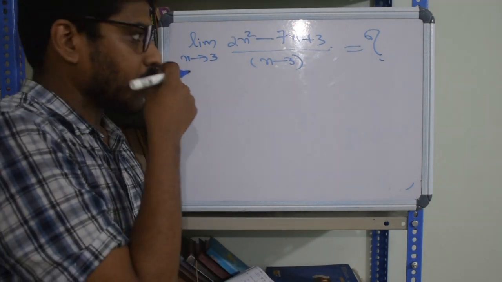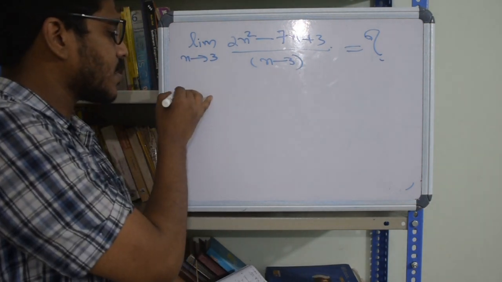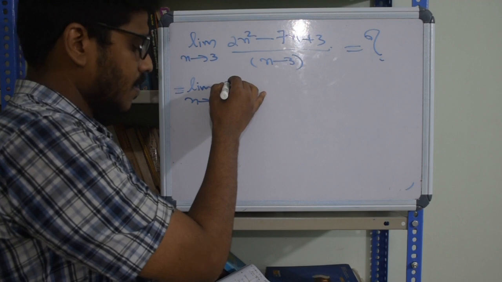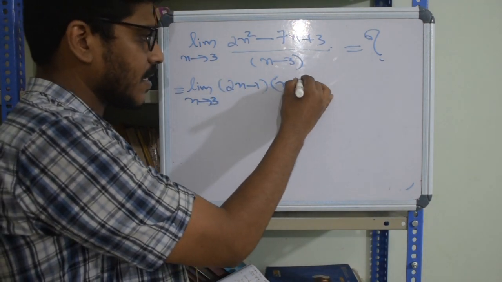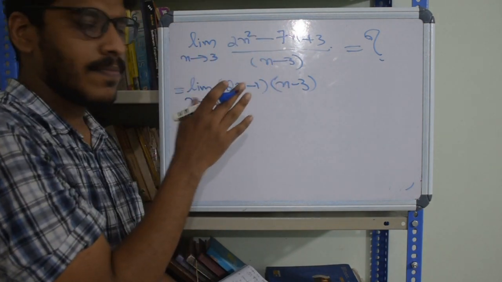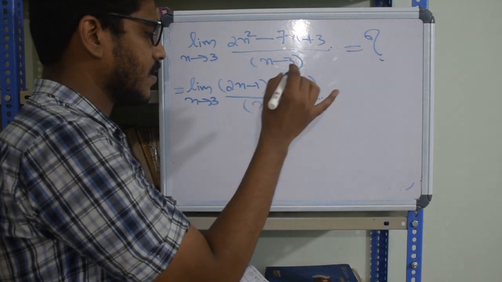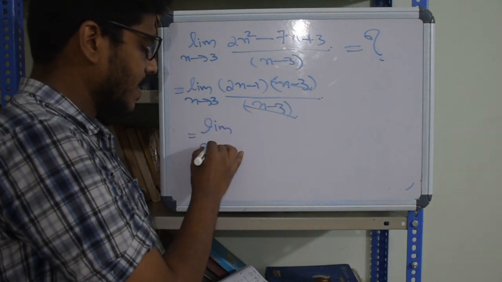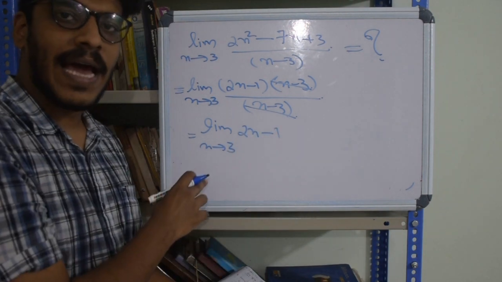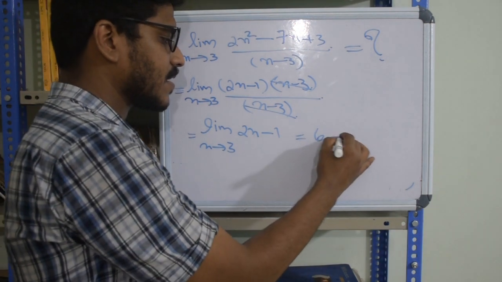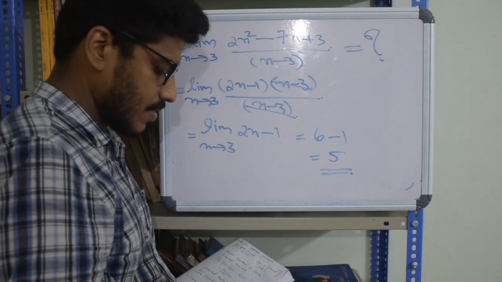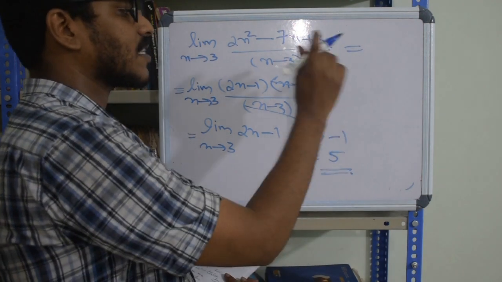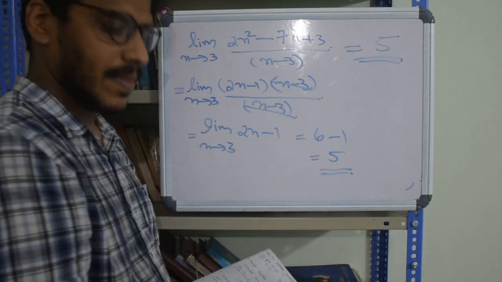So what can we do now? Can we try to simplify this expression a little? This is equal to limit as x tends to 3. This is a quadratic expression which can be factorized as (2x minus 1) into (x minus 3). You know how to factorize a quadratic expression. Then we have x minus 3 here. Now we can cancel out this x minus 3 and x minus 3. So what is left here? Limit as x tends to 3 of 2x minus 1. And now you can happily replace x with 3, which will give you 6 minus 1, which is 5. So the answer is 5, or the limit as x tends to 3 of (2x square minus 7x plus 3) by (x minus 3) is 5.